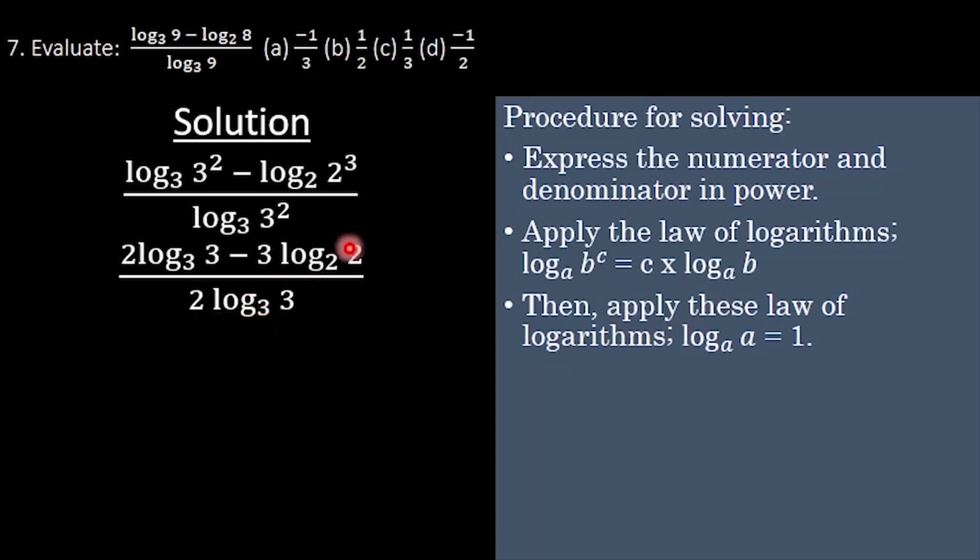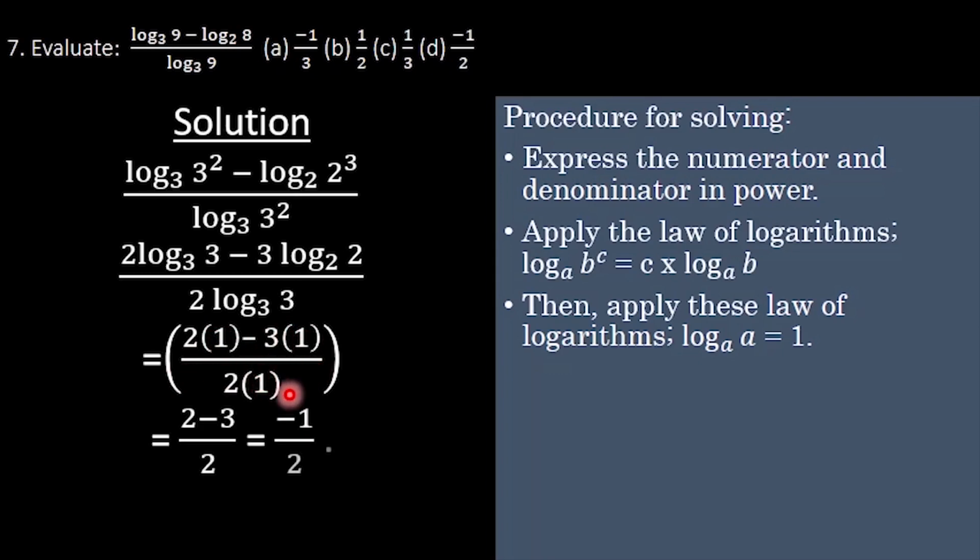Now let's apply the law of common base. We now have 2 into bracket of 1 minus 3 into bracket of 1, divided by 2 into bracket of 1. Therefore 2 times 1 we have 2, minus 3 times 1 we have 3, divided by 2 times 1, which is 2, equals 2 minus 3, we have minus 1 over 2.